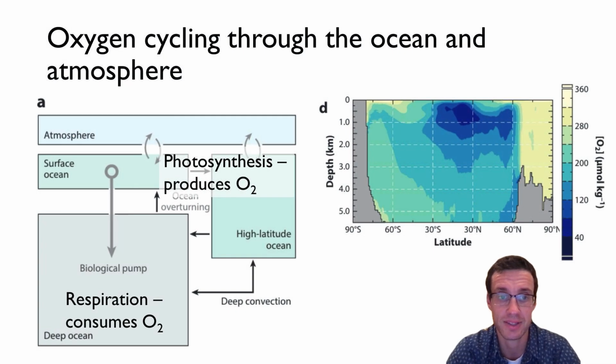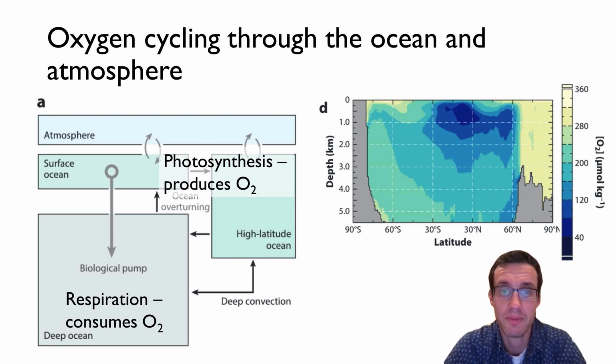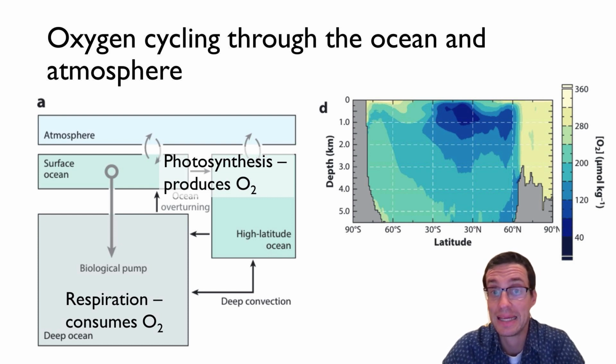And here again, this is bringing up the cross-section plot, and we see those low oxygen values near the surface, but at depth.